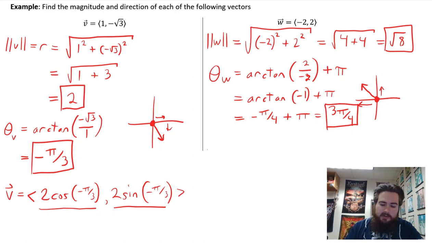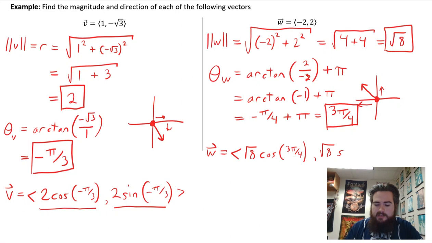If we were to write W now in polar component form, we could write that as the square root of 8 cosine of 3 pi over 4, as well as the square root of 8 sine of 3 pi over 4, which again is a good way to check your answer. Whether you know the angle measure, like we did in these two cases of negative pi over 3 and 3 pi over 4, or if you do not, as you should at least be able to recognize whether the result will give you a positive or a negative, which can help at least establish if you are going to get the right kind of vector.